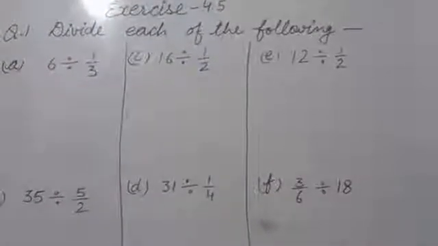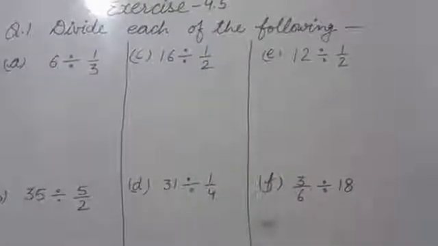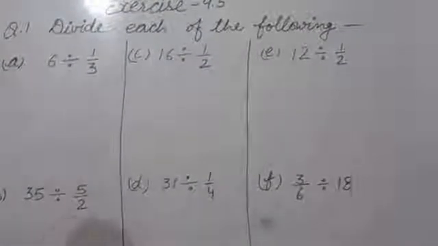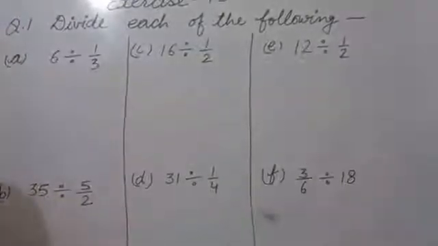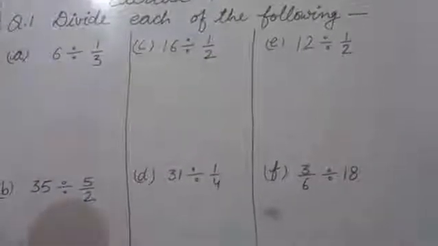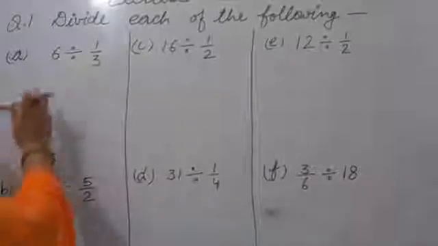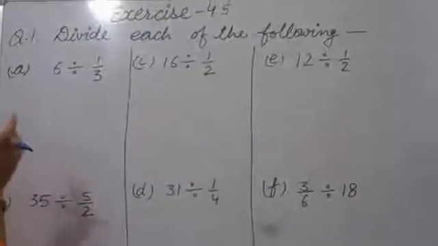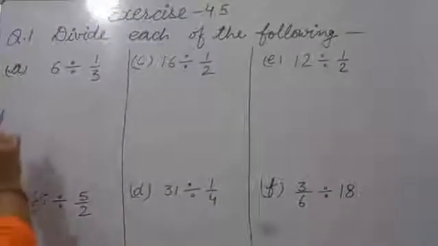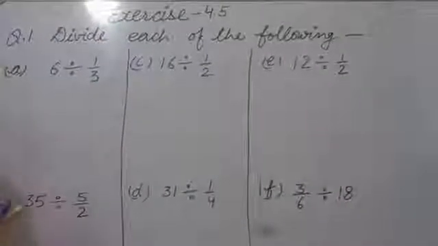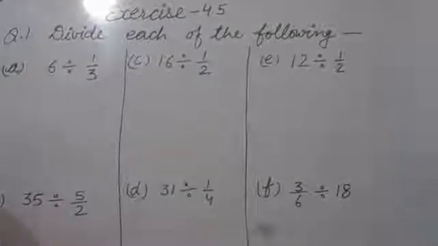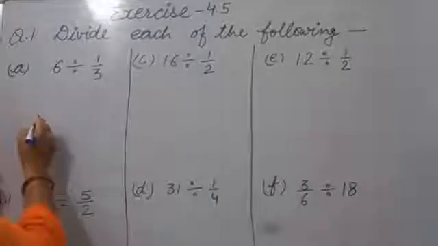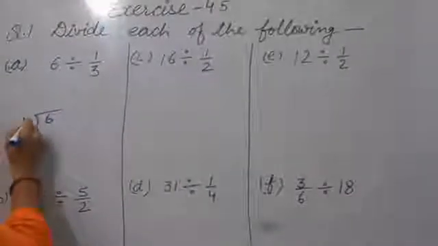Divide each of the following. Here you have to divide each of the following. So first, A part is given there. 6 divided by 1 upon 3. Okay. So there is no denominator. So as it is we can leave it, and if you want, we can take 1 as the denominator. As I told you about how we divide, there is no direct method of division in fractions like this, 6 divided by 1 upon 3, no.